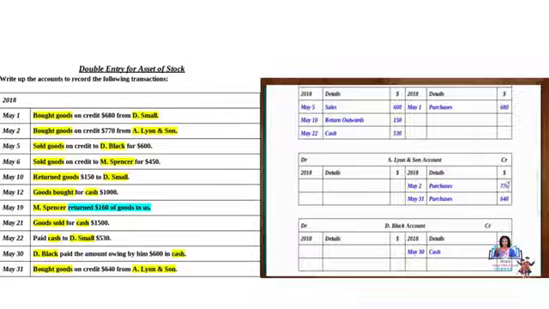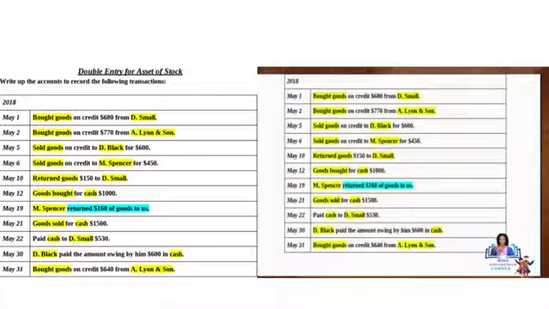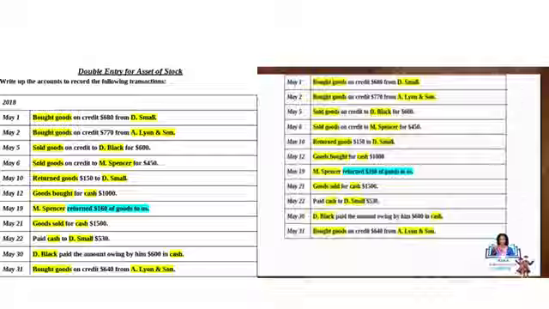On May 5, the business sold goods on credit to D Black for $600.